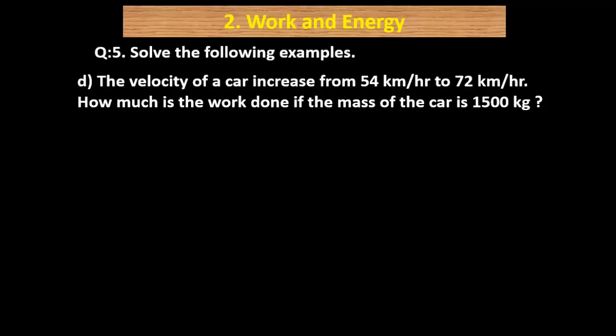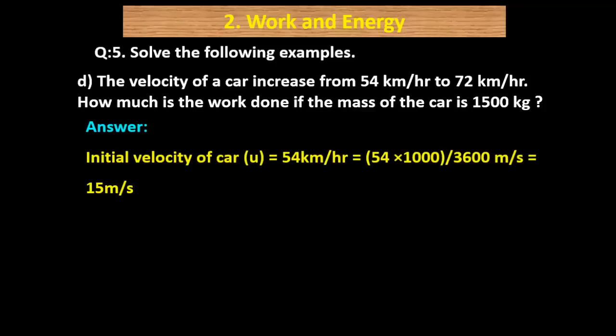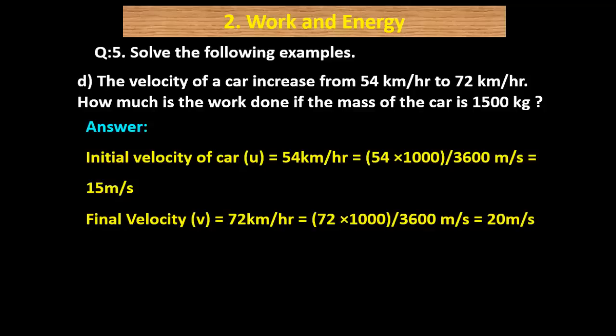D. The velocity of a car increases from 54 km per hour to 72 km per hour. How much is the work done if the mass of the car is 1500 kg? Answer. Initial velocity of car u is equal to 54 km per hour is equal to 54 multiplied by 1000 upon 3600 meter per second is equal to 15 meter per second. Final velocity v is equal to 72 km per hour is equal to 72 multiplied by 1000 upon 3600 meter per second is equal to 20 meter per second.